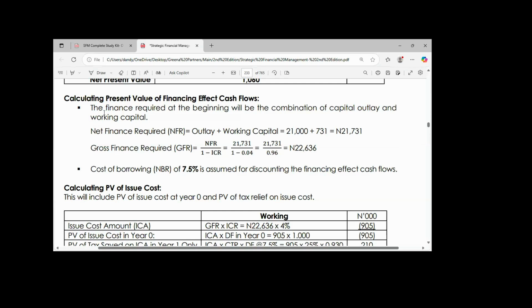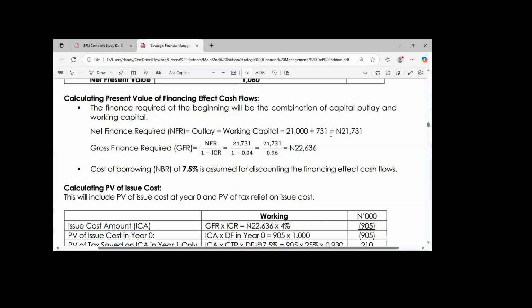In our last class, I explained how to calculate the gross finance required and the net finance required. The net finance required is initial outlay plus working capital. In year 0, initial outlay is 21,000 and the working capital is 731. When you add it together, that is 21,731. That's the net finance required. It is assumed that the subsequent working capital will be financed from the cash flow generated by the project.